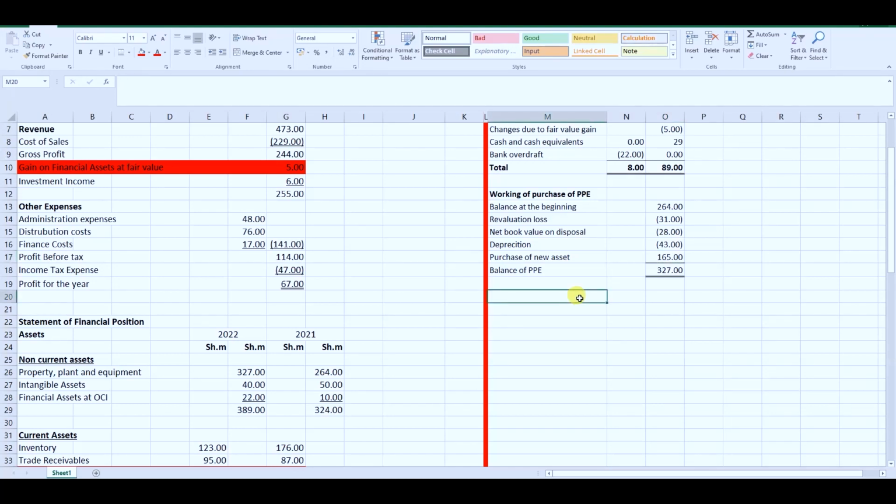So we can say here, balance at the beginning. So I skip over here. Balance at the beginning. What are we talking about? We're talking about share capital over here.